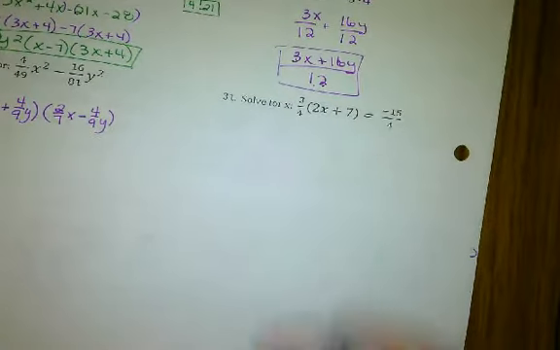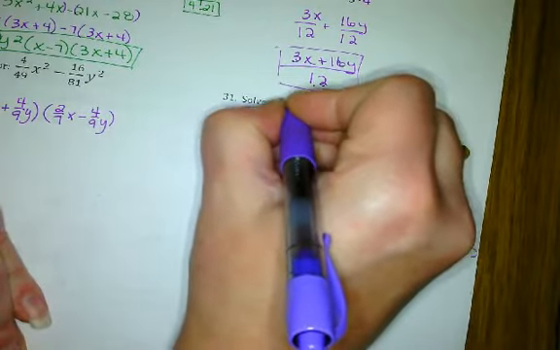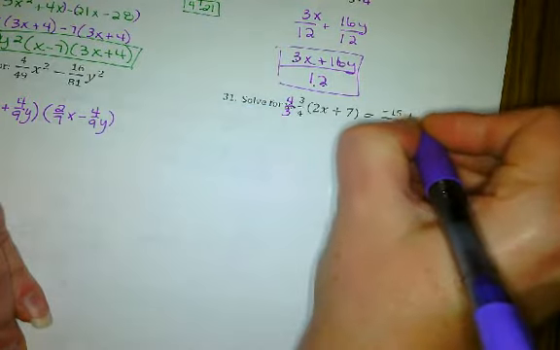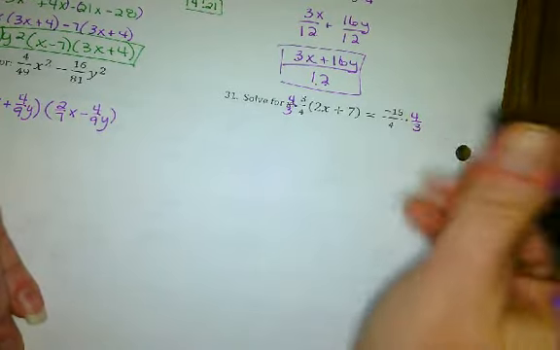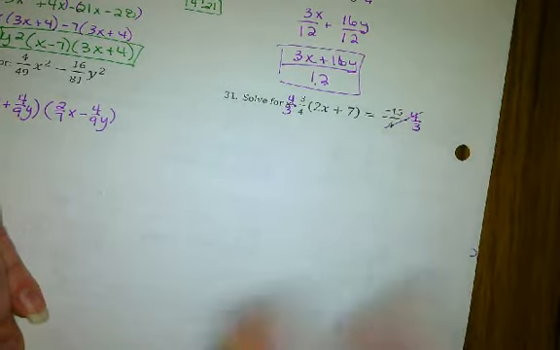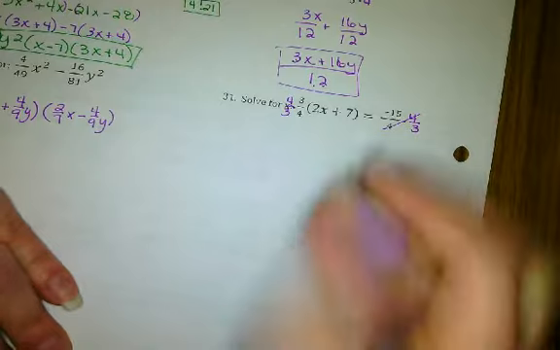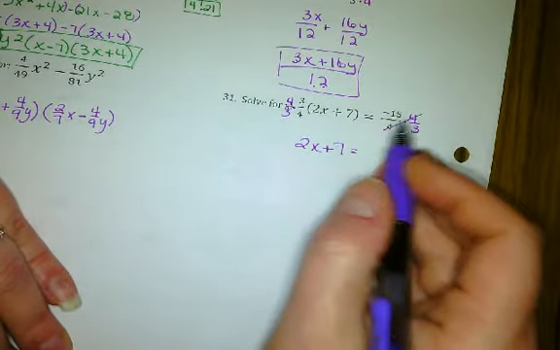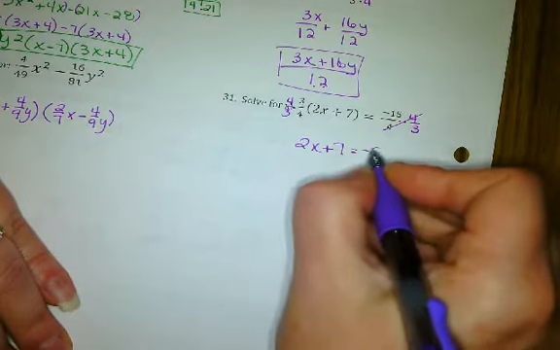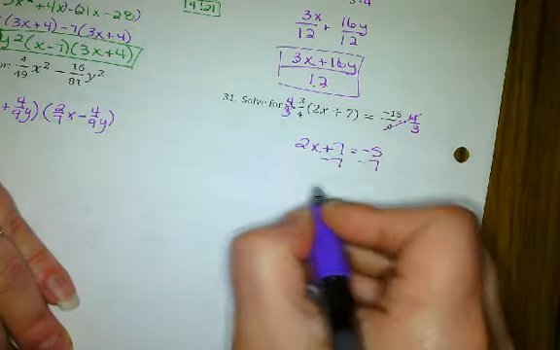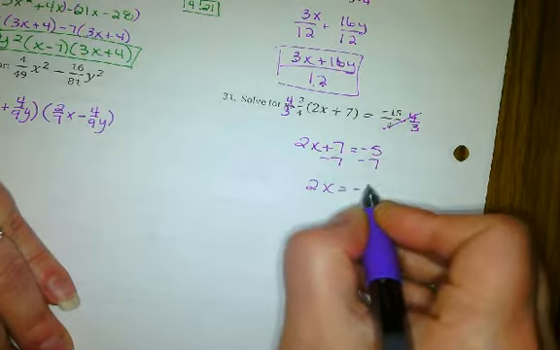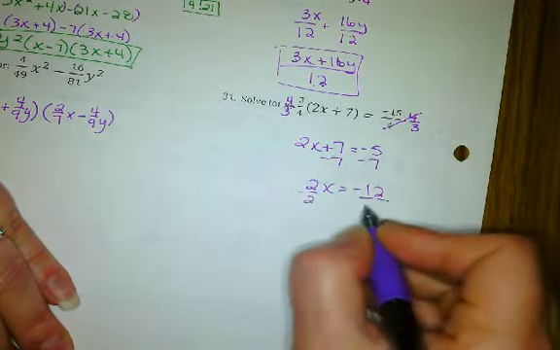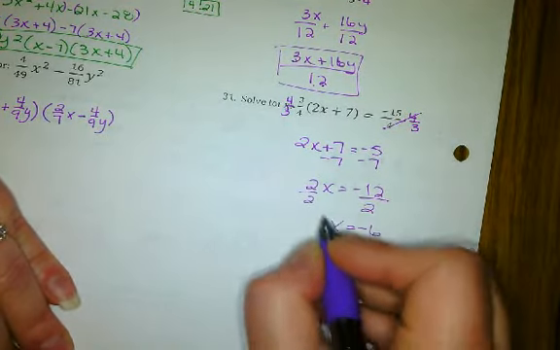Alright, on this one here, I'm going to solve for x. Now, I'm going to get rid of that fraction first by multiplying by the reciprocal. And I notice what I can actually do here is cross those 4's out, the whole idea of the top and bottom. So 2x plus 7 equals negative 15 divided by 3, which is negative 5. So that gives me 2x equals negative 12, and x equals negative 6.